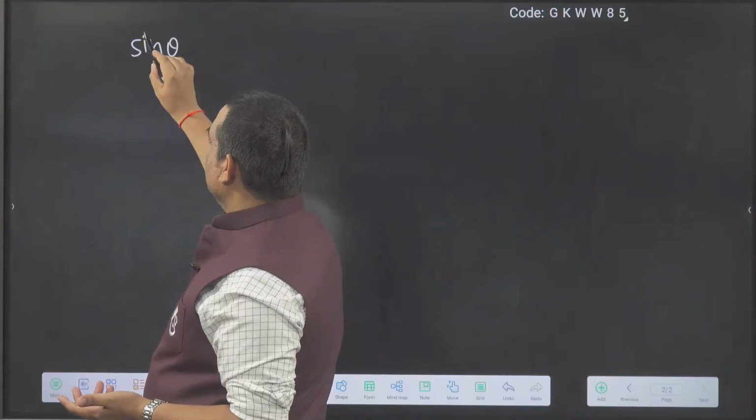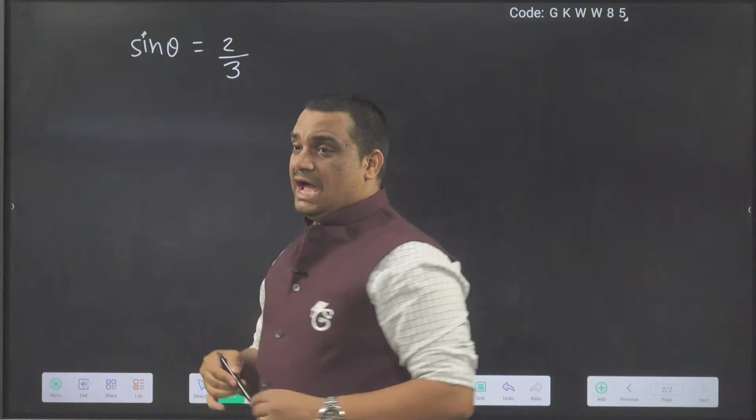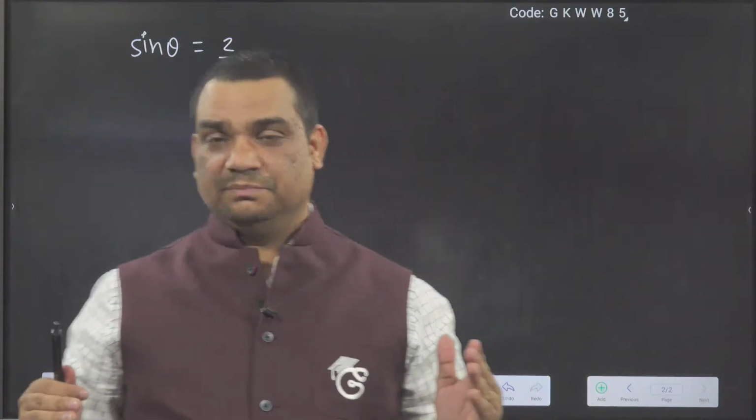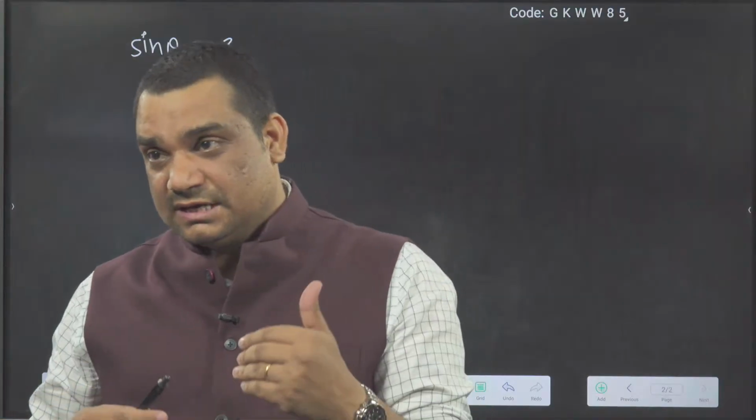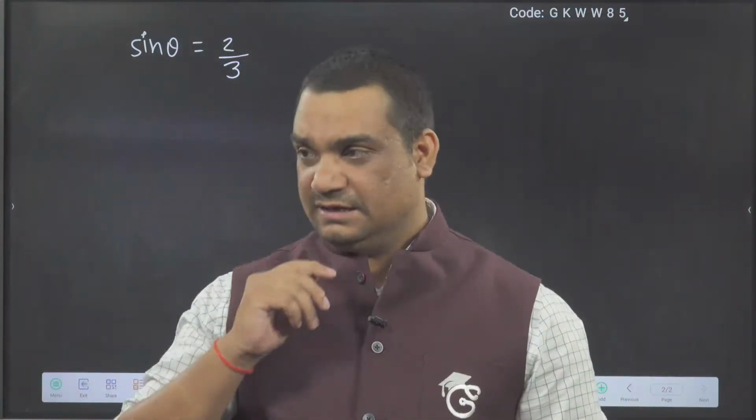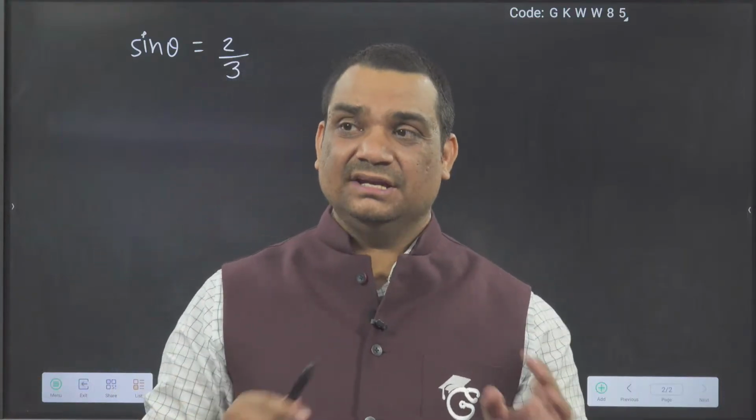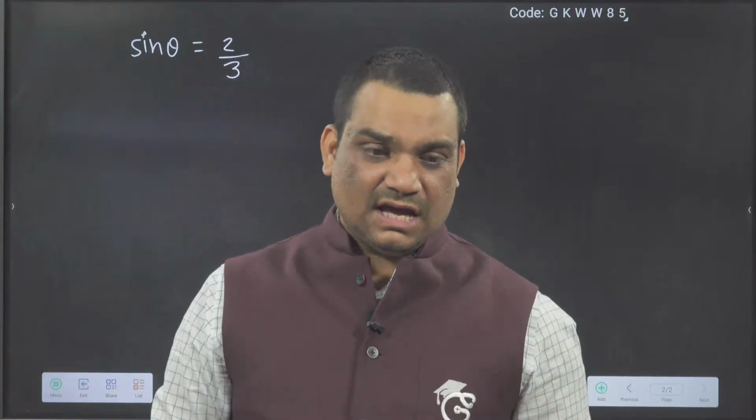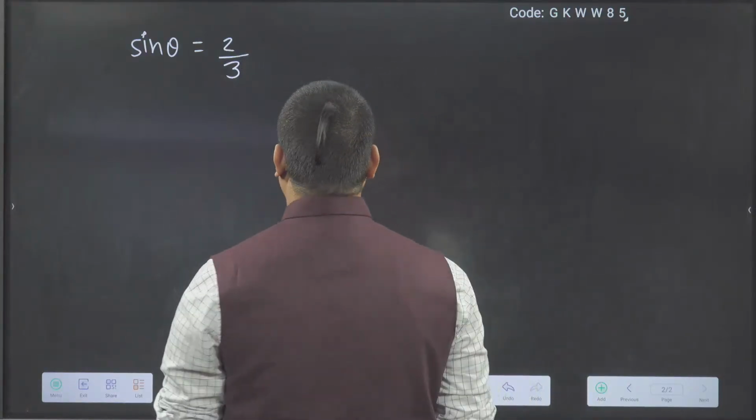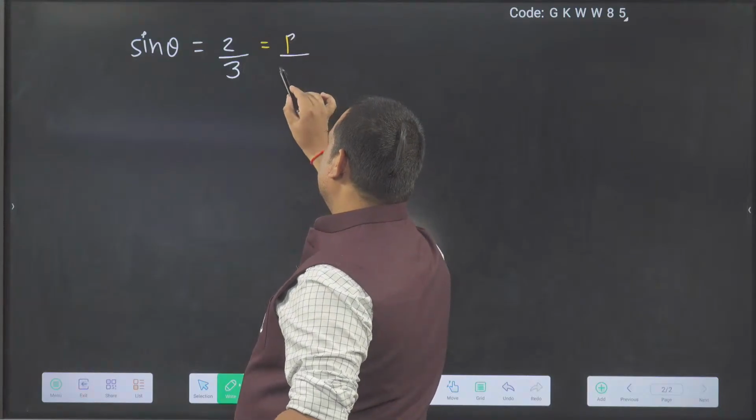First of all, you got sine theta equal to 2/3. And the options they are asking, there is no option in sine. Maybe in vectors you can get it anywhere. So sine theta equals 2/3, but none of the options are in sine. Options are in cos or tan. So whenever sine theta is 2/3, this is going to be the perpendicular divided by h.